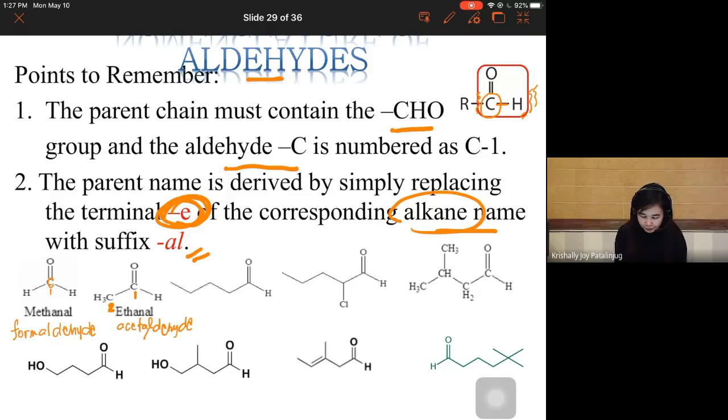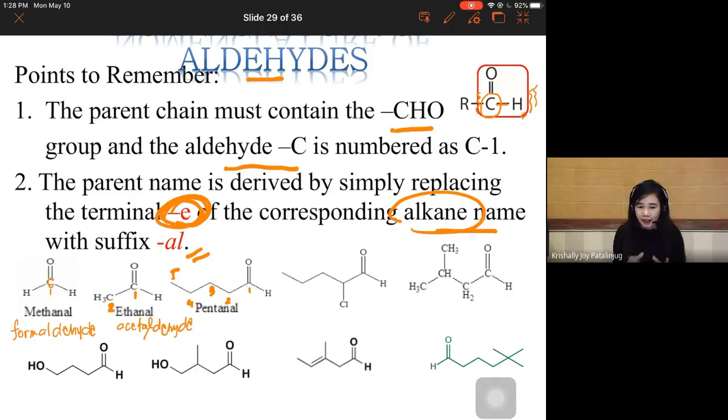Next, you have this structure, 1 2 3 4 5. So pentane is its corresponding alkane name. From pentane, change the ending E to al: pentanal. Ma'am, why did you not indicate the position where the aldehyde is found? Didn't you say last time that for a functional group in an open chain, you have to indicate where it is found?